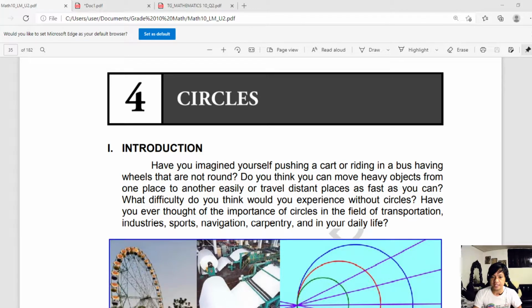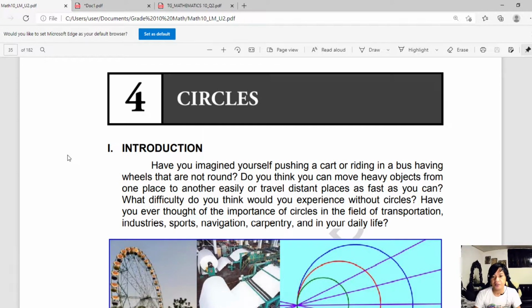So for today's lesson, we will explore more about circles. Have you imagined yourself pushing a cart or riding in a bus, having wheels that are not round? Do you think you can move heavy objects from one place to another easily or travel distant places as fast as you can? What difficulty do you think you would experience without circles?